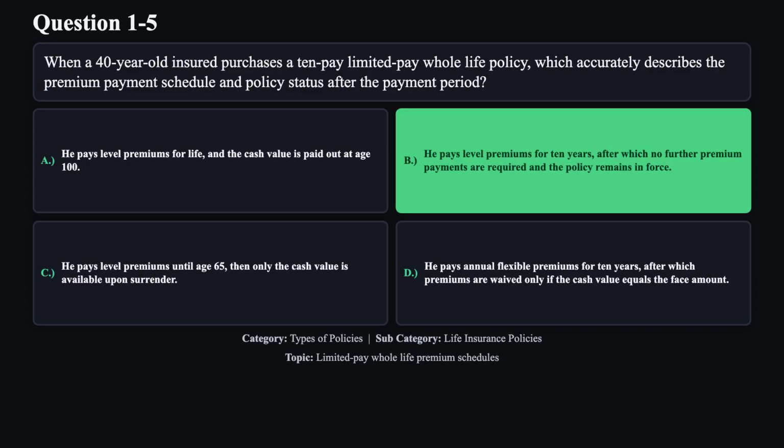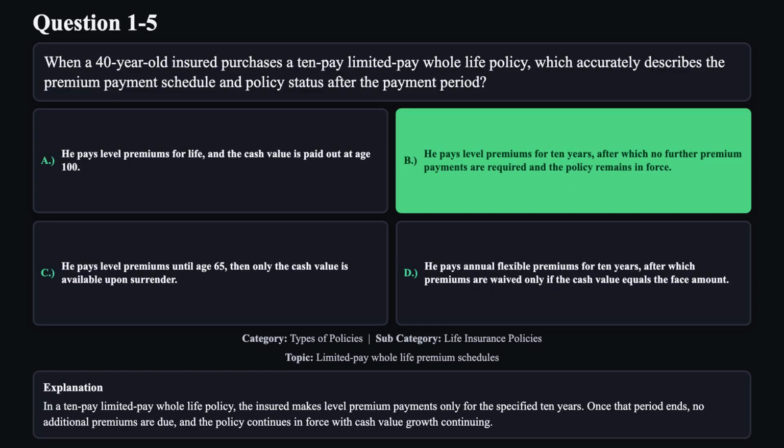The correct answer is B. In a 10-pay limited pay whole life policy, the insured makes level premium payments only for the specified 10 years. Once that period ends, no additional premiums are due, and the policy continues in force with cash value growth continuing.